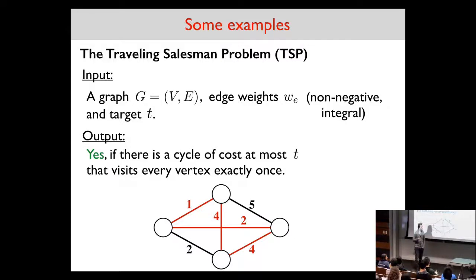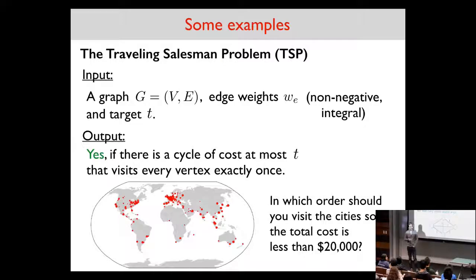And this is, again, a very general problem. It can come up in various settings. So for example, you can say, here are the cities that I want to visit in the world, a bunch of cities. Going from one city to another city costs something if I buy, let's say, a plane ticket. And I can ask, in which order should I visit these cities so that I minimize my cost? Or if I want to make a decision problem out of it, I can say, in which order should I visit so that the cost is at most $20,000 or whatever. Okay.